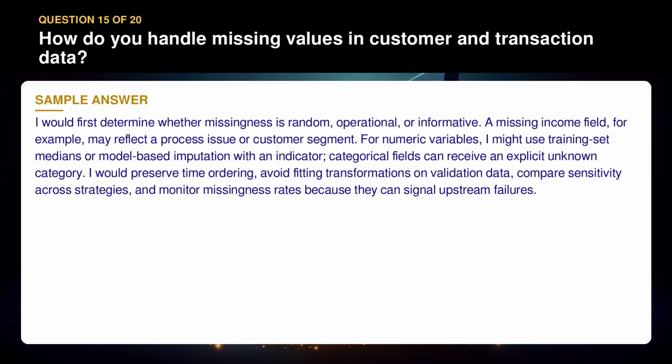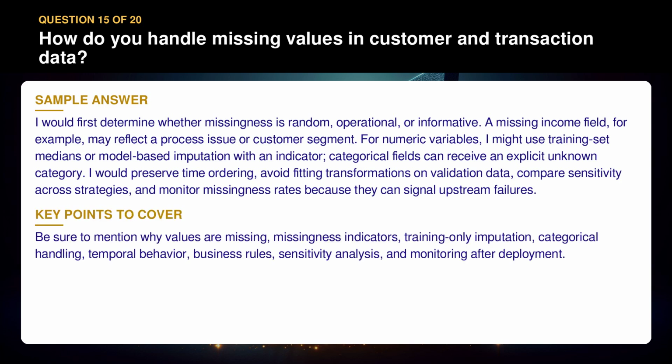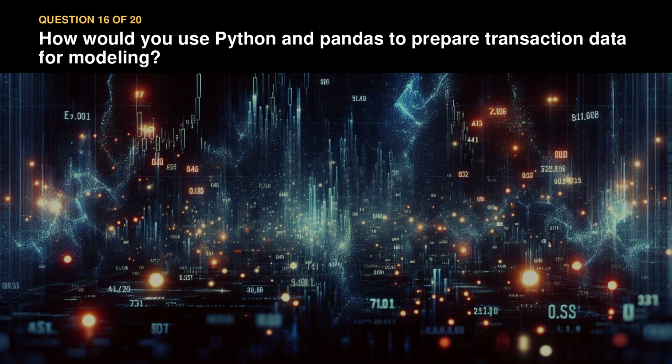I would preserve time ordering, avoid fitting transformations on validation data, compare sensitivity across strategies, and monitor missingness rates because they can signal upstream failures. Be sure to mention why values are missing, missingness indicators, training-only imputation, categorical handling, temporal behavior, business rules, sensitivity analysis, and monitoring after deployment.